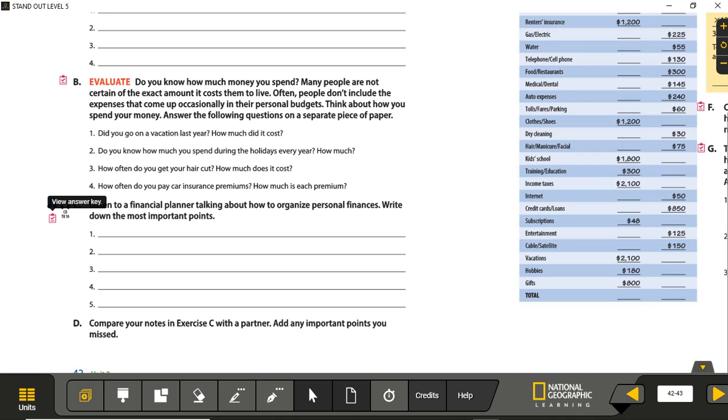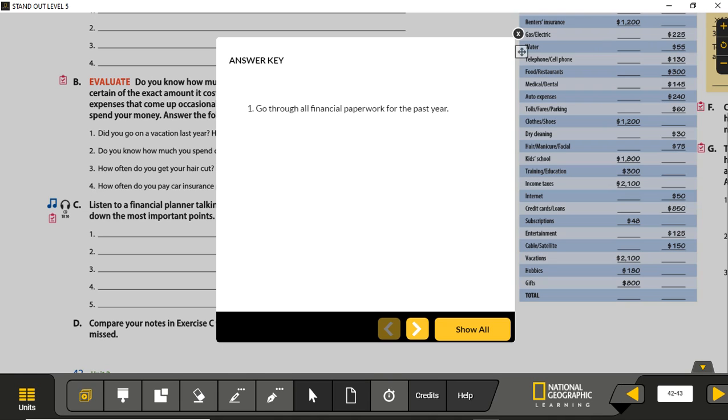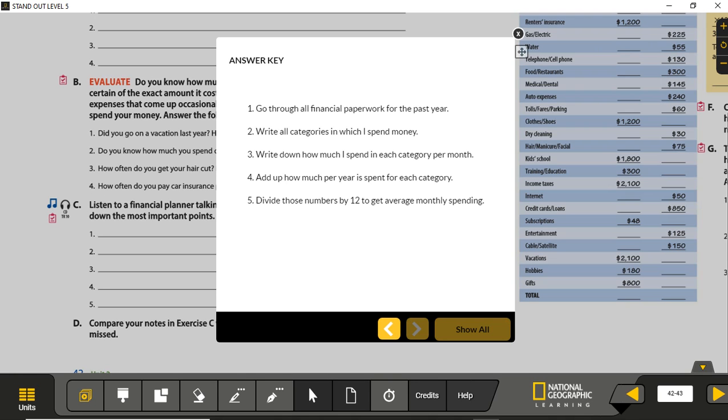Hi, welcome back. 1 through 5. Go through all financial paperwork for the past year. Write all categories in which I spend money. Write down how much I spend in each category per month. Add up how much per year is spent for each category. Divide those numbers by 12 to get average monthly spending.